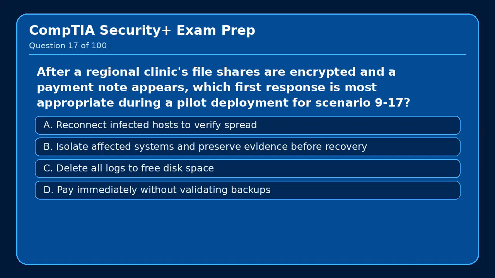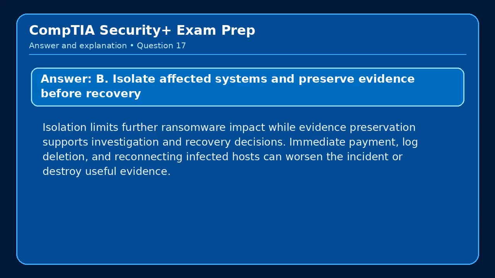Question 18. A user at a payment processor receives an email urging immediate password verification through a lookalike login page. Which attack is most likely while documenting the incident ticket for scenario 9 to 18? A. Phishing. B. Smurf attack. C. Port scanning. D. Bluejacking. Take a moment to choose your answer.